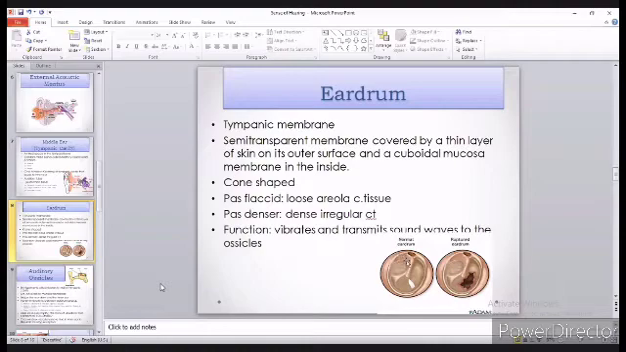We call it the pars flaccida. It's made of loose areolar connective tissue. And at the point where it seems a bit tense, the bigger portion, we call it the pars tensa. It's made of dense irregular connective tissue. It's the biggest portion of the eardrum. Its function is just to vibrate and transmit sound waves to the ossicles.